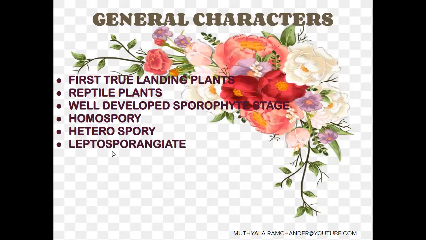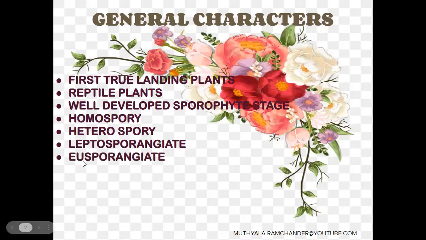Leptosporangiate. Leptosporangiate means the sporophyte produces a sporangium during asexual reproduction, and that sporangium develops from a single mother cell. A complete sporangium developed from a single mother cell is called leptosporangiate.